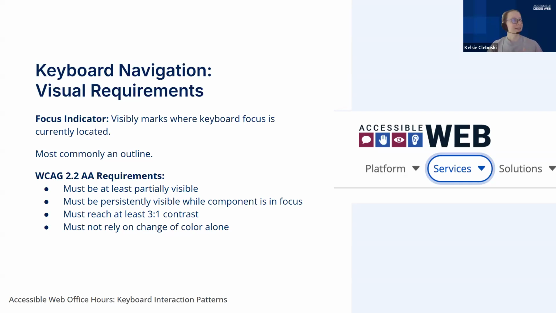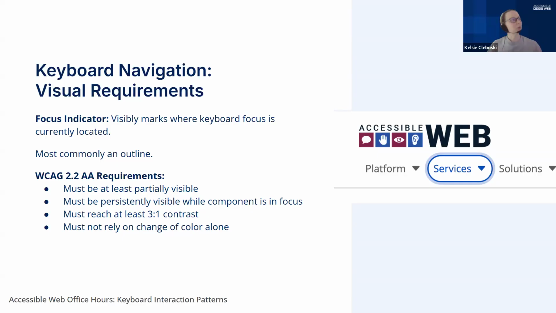The most common focus indicator is an outline. We have a screenshot here from our website that shows a services button in focus. It has a dark blue outline compared to the other components in the navigation bar here that don't have that dark blue outline. So that's the visual indication of, hey, if I press this Enter key, this services button is what's going to be activated.